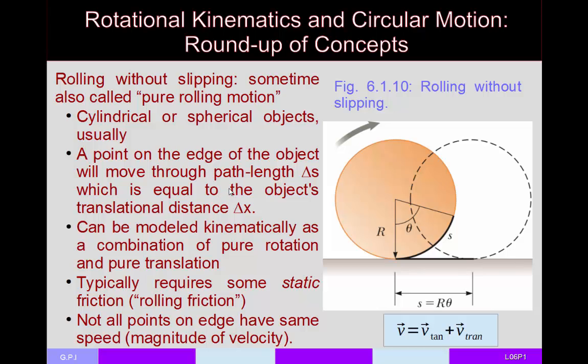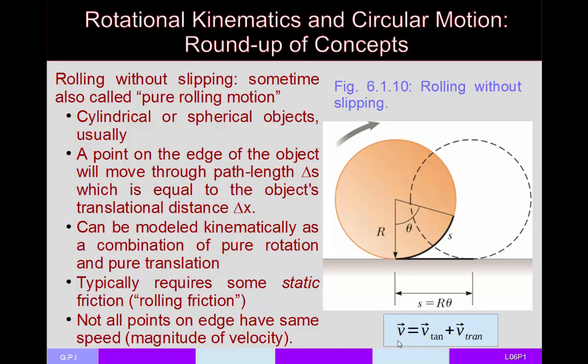Finally, we talked a little bit about rolling without slipping, which, by the way, is sometimes called a pure rolling motion. And if you have a cylindrical, or for that matter, spherical object, you can get rolling without slipping reasonably easily, as long as you're not doing something crazy like rolling it down a very, very steep ramp. And basically, a point on the edge of the object is going to move through a given path length s that is going to be actually equal to the object's translational distance delta x.